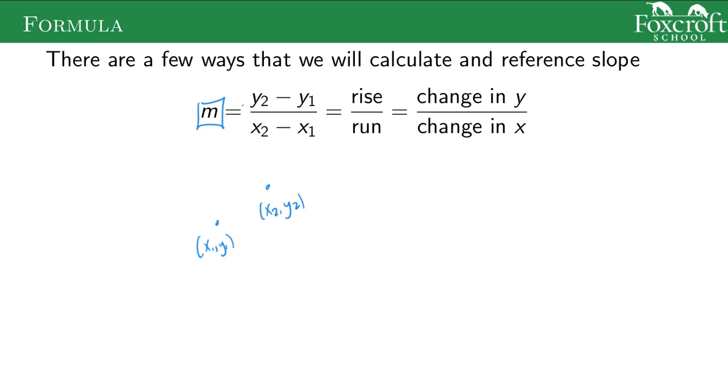So rise is how much you have to go up to get between these two points, and run is how much you have to go left to right to get between those two points. So rise divided by run. And the last way, change in y over change in x. I think the first one is most useful when you're given points. This one is most useful when you're given a graph. This one is most useful if you're given some type of real world situation. Change in y over change in x: how much is the y value changing divided by how much is the x value changing?